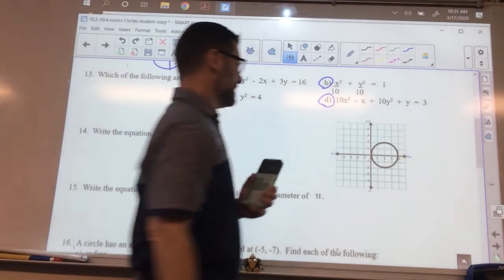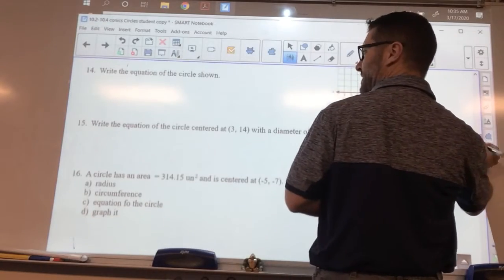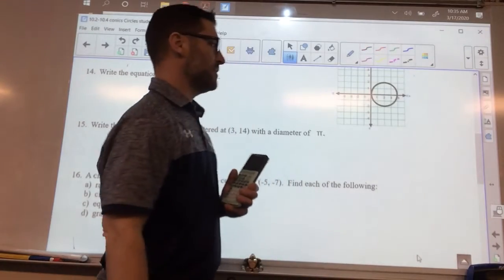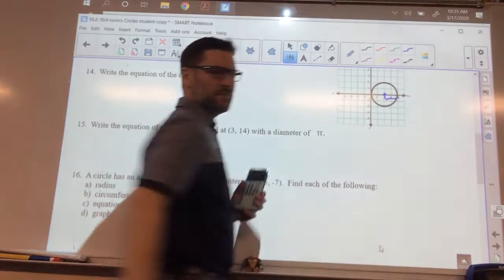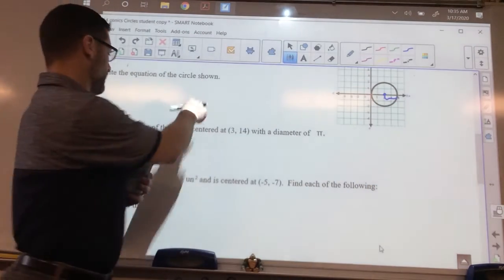Okay. Next one. Here we go. Write the equation of the circle shown. Well, easy. There's the center. That distance is the radius. You do that and fill that in right there.